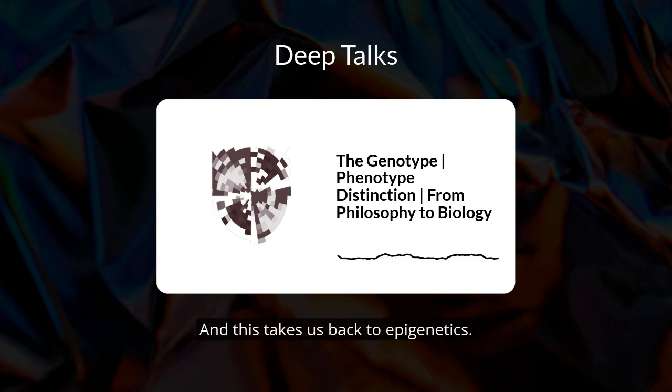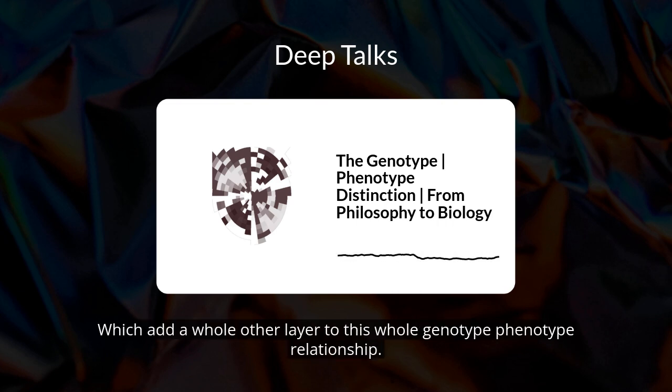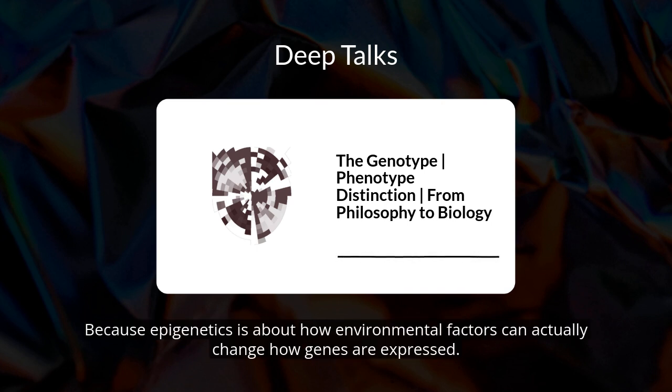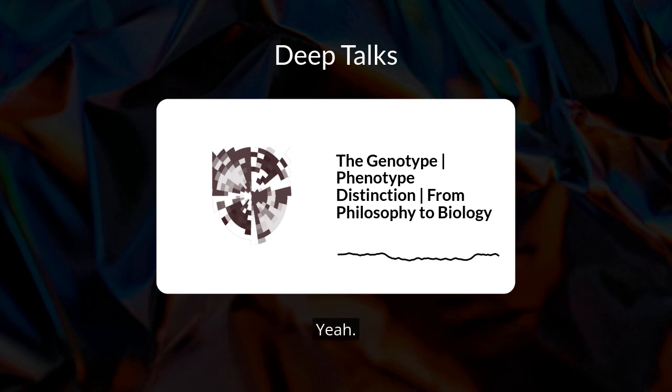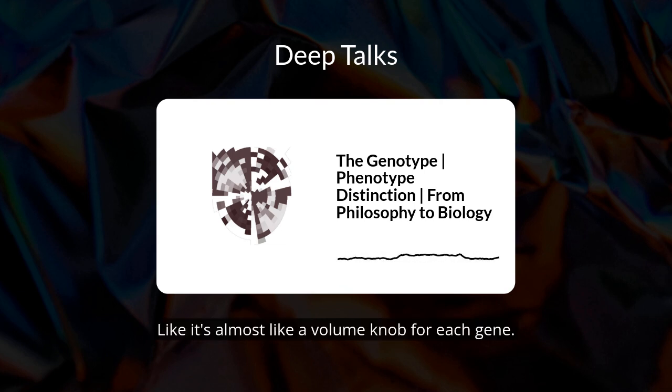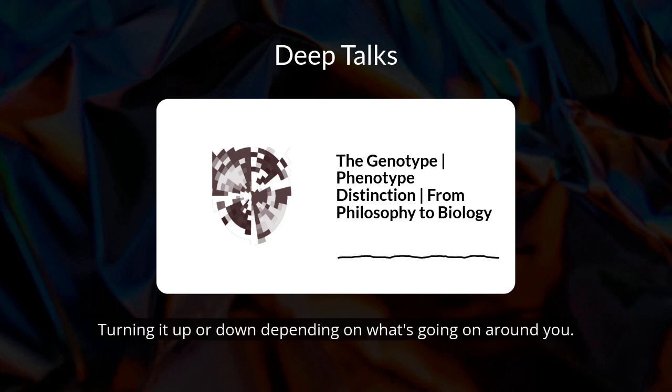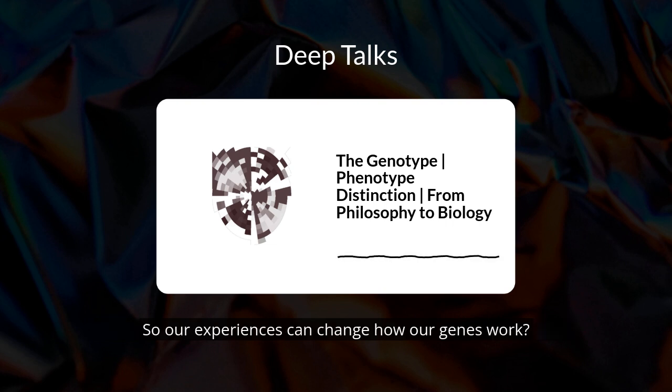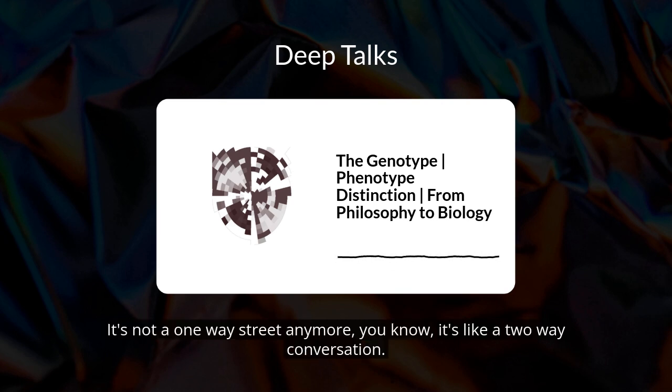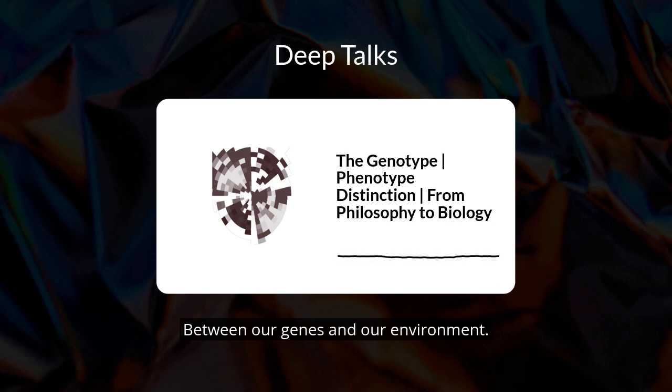And this takes us back to epigenetics. Oh, yeah. Epigenetics, which adds a whole other layer to this whole genotype-phenotype relationship, right? Because epigenetics is about how environmental factors can actually change how genes are expressed. It's almost like a volume knob for each gene. Exactly, turning it up or down depending on what's going on around you. So our experiences can change how our genes work. They can. Wow. It's not a one-way street anymore. It's like a two-way conversation between our genes and our environment. Exactly. A constant dialogue back and forth.